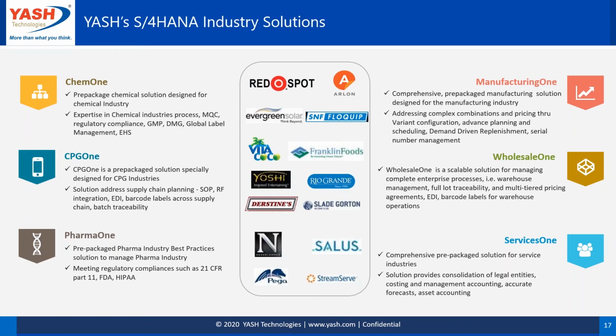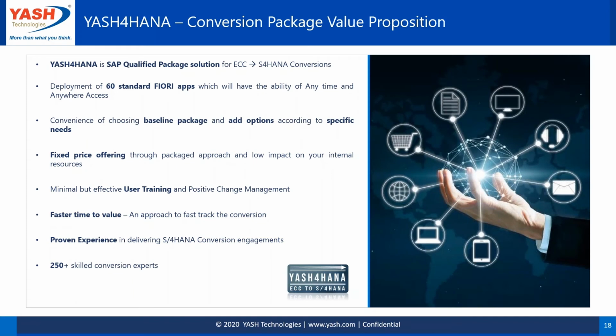So there's a stated scope, and then there is an objective to achieve, and there's a timeline and a cost to it. So then, of course, one of the most important features, device called YASH for HANA, especially targeted for customers looking at ECC to S4. And yes, the value prop is we'll deploy 60 apps, standard apps, which you can access. You have seen some of the apps, how they look.